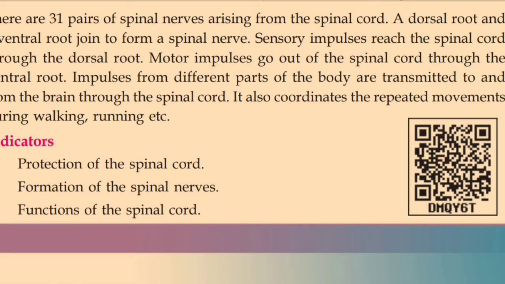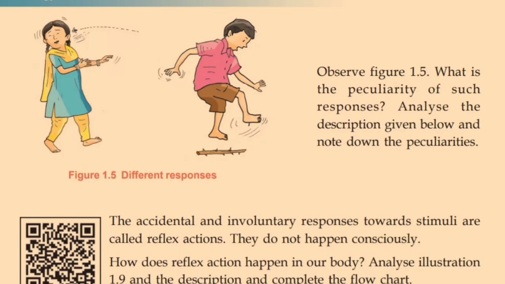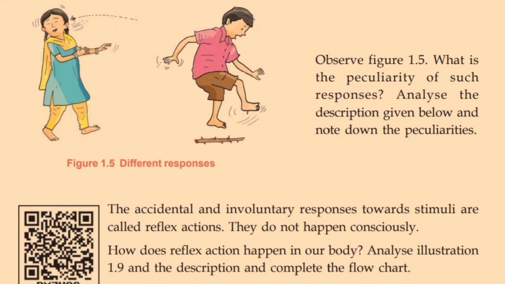These are the main points that come under the topic spinal cord. Then look at the picture. This is always a usual thing in our daily life. The accidental and involuntary responses towards stimuli are called reflex actions. These activities do not happen at our conscious level. So the accidental and involuntary responses towards stimuli are called reflex actions.